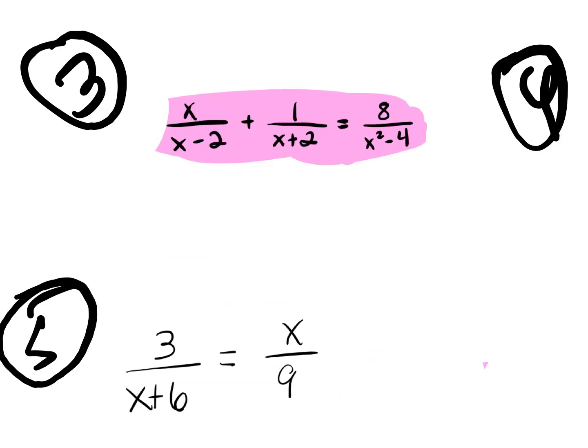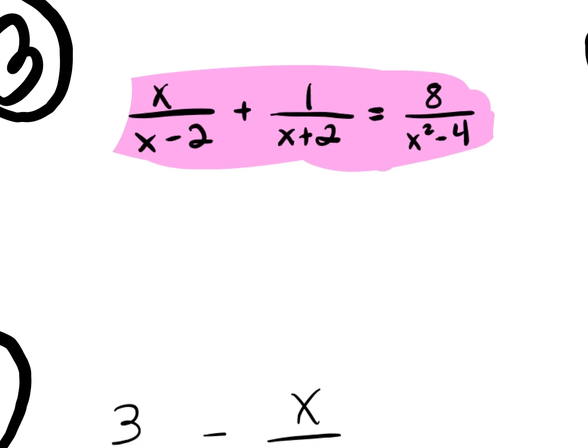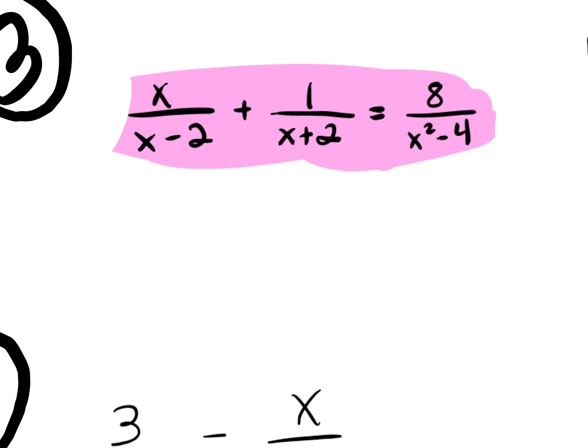So looking at number 3, first thing we want to do is find the factors of our denominator. So x minus 2 is already factored. X plus 2 is already factored. What about x squared minus 4? How do we factor this? Well, they're perfect squares, so it's a difference of squares. What does it factor into? X plus 2, x minus 2.